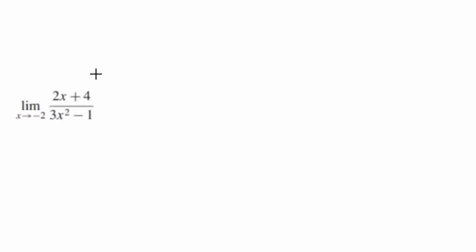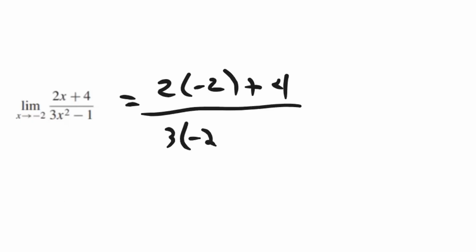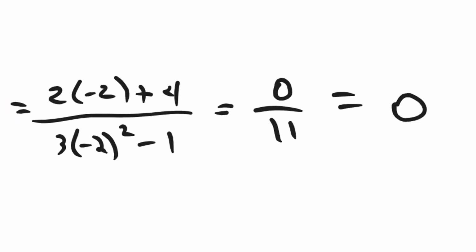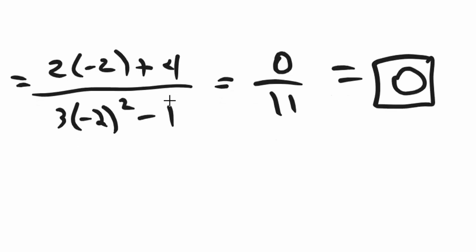For the next one, we have the limit as x approaches -2 for this rational function. So we can try direct substitution. So 2 times -2 plus 4 over 3 times (-2) squared minus 1. So the numerator in this case is going to be 0, and as long as the denominator is not 0, we're okay. So (-2) squared is 4 times 3 is 12 minus 1 is 11, and we get 0. It's okay that the limit is 0. You just can't have a 0 in the denominator.